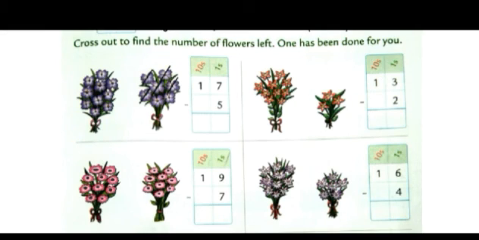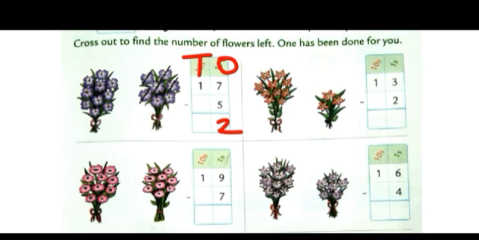And the other method is simply subtract the ones first and then subtract the tens. Okay, so we will do this way. In the ones, 7 and 5 are given. What is 7 minus 5? 2. So we will write 2 here. Now we move on to the next step.